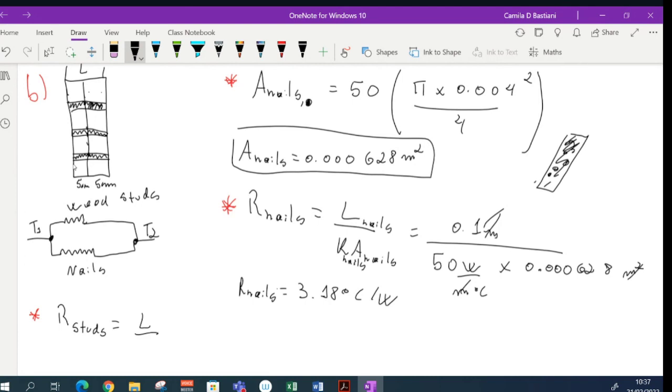Again, I have a conduction resistance, L divided by K multiplied by A. I know that these studs account for 10 centimeters together, so 0.1 meters would be the 5 plus 5 centimeters, so 0.1 meters. Divide by my K of the wood, the same wood, so 0.11 watts per meter degrees Celsius.